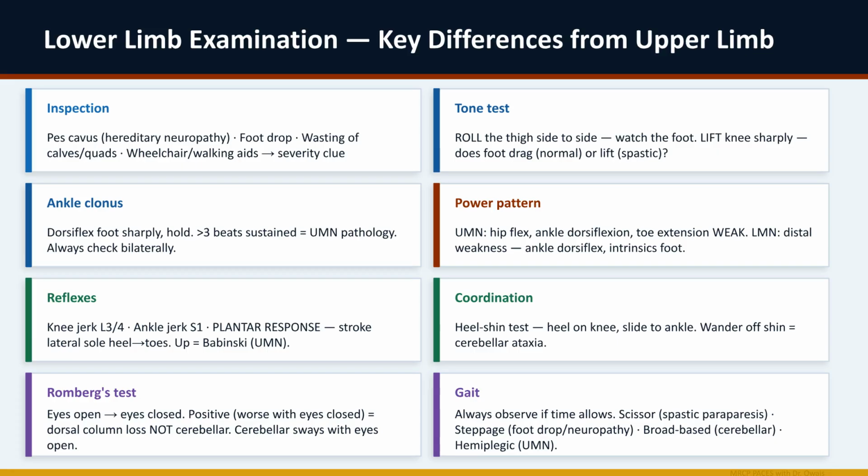For Romberg's test, ask the patient to stand with feet together, arms by their sides. First, with eyes open; a cerebellar patient will sway even with eyes open. Then with eyes closed. Romberg's is positive if the patient is steady with eyes open, but sways significantly with eyes closed. This indicates dorsal column or proprioceptive loss, not cerebellar disease. A positive Romberg's means the patient was compensating visually.